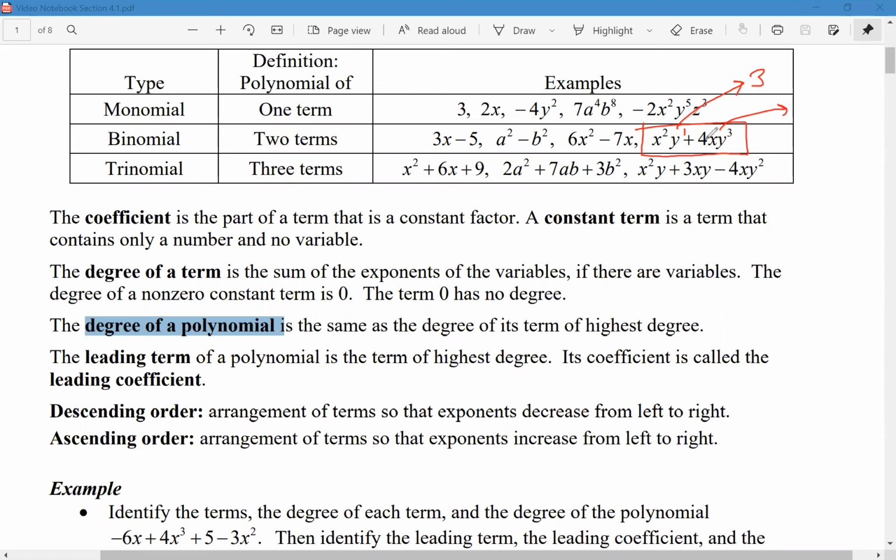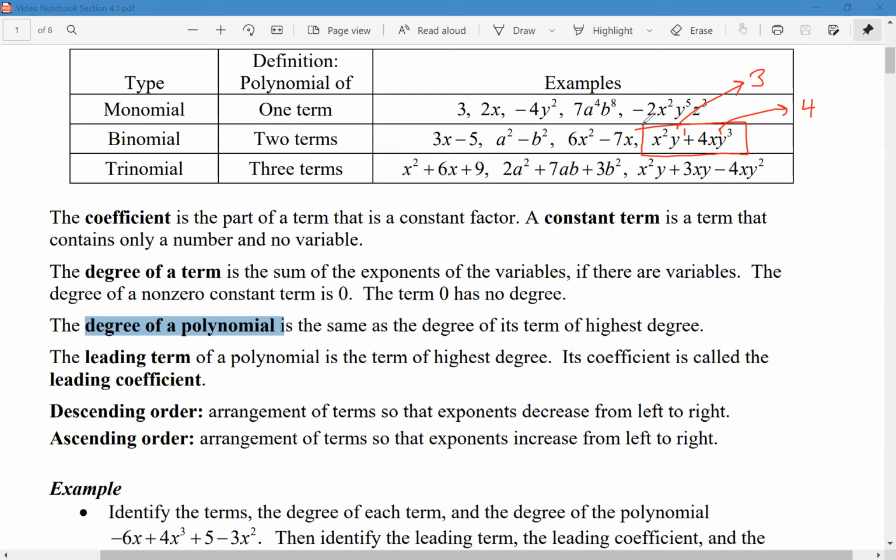Then we move to the next term, 4xy to the third. The degree there is 4. How did I get that? Let's see. I added the exponent on the x, which is 1, and then the exponent on the y is 3. 1 plus 3 is 4. The 4 is a coefficient, so we don't really need to worry about exponents on that. It's just kind of there, again, as a coefficient. To find the degree, we're just adding exponents on the variables.